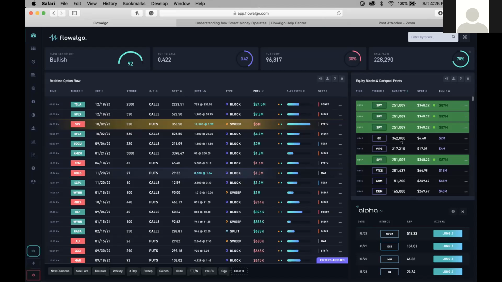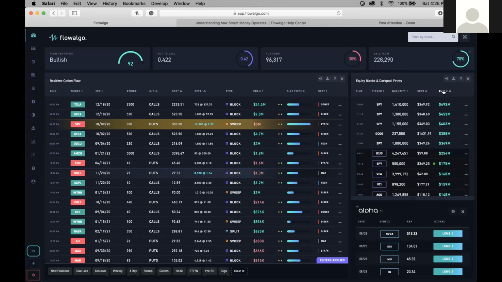So for example, if I was looking at GE, I would want to see this print make me look at GE and say, okay, is this an unusual print? What's going on here? Is this something I should look at? And then maybe bring attention. You can also sort this by value too.